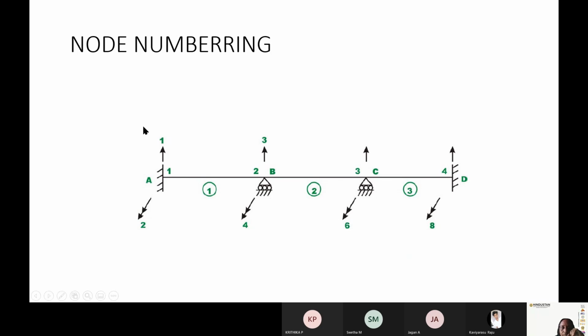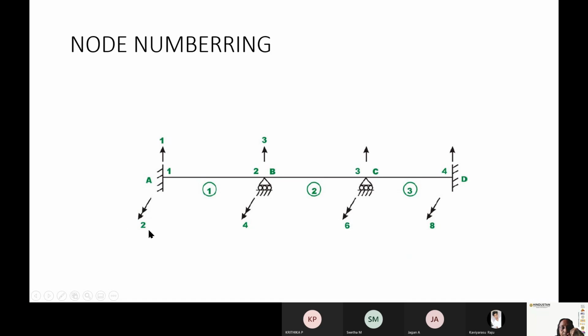So you have to remember, if you look at these numbering, 1, 3, 5 and 7 are for the vertical translation. Am I correct? The odd numbering is for the translation and the even number is for the rotation. That way you have to keep it in your mind, because this odd number will go off, because something is restrained means you need not take into consideration while you are doing the calculation.